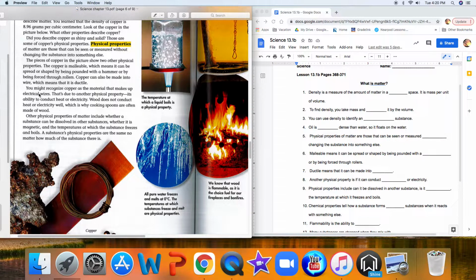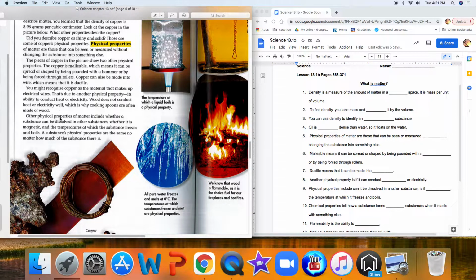Physical properties. You might recognize copper as the material that makes up electrical wires. That's due to another physical property, its ability to conduct heat and electricity. Number 8 in your notes. Wood does not conduct heat or electricity well, which is why cooking spoons are often made of wood. If I set that on my pan, it's not going to get hot. If you rested a metal spoon on the hot kettle, it would transfer heat and the spoon would become hot.